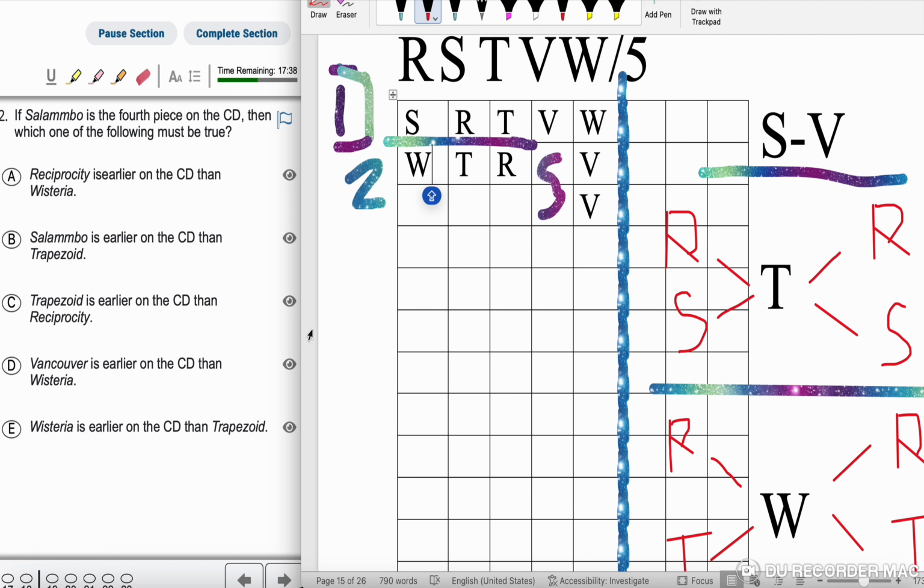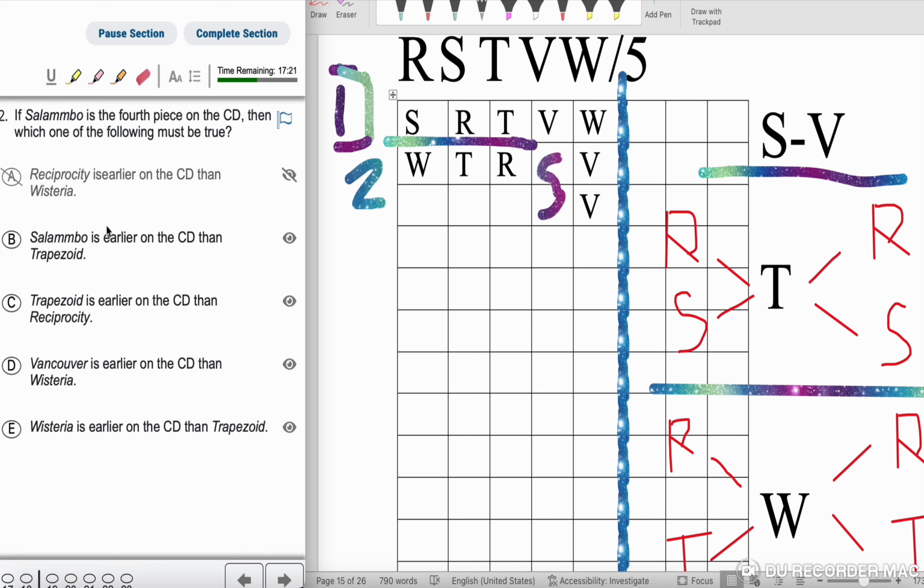So this is going to be kind of like a must be true, because there's no other way out of it. It's kind of isolated. R is earlier on the CD than W, so we don't see that. So go ahead and remove it.